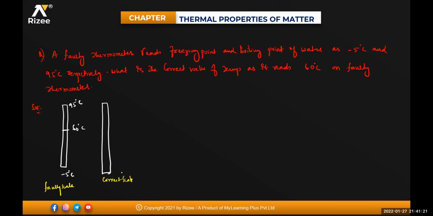For the correct scale, the reading is 0 degrees centigrade. Upper is nothing but 100 degrees centigrade. So this reading here might be some X. I need this value of X. Now read the question once again.